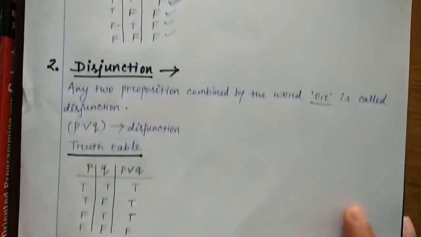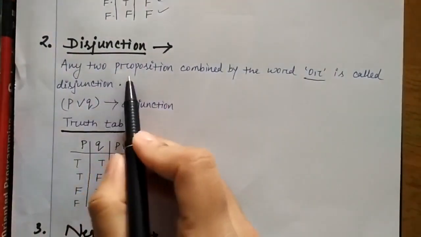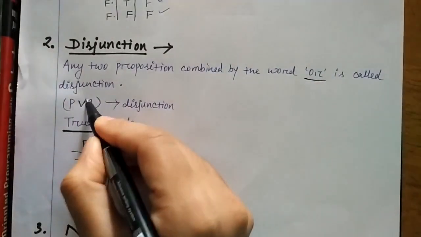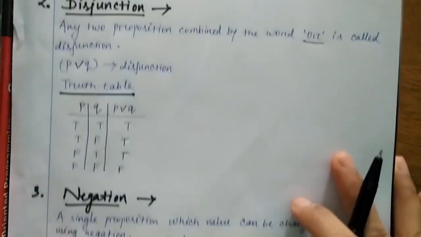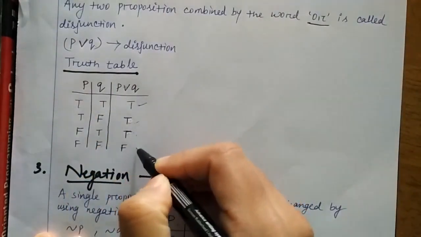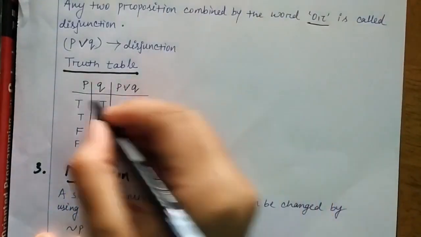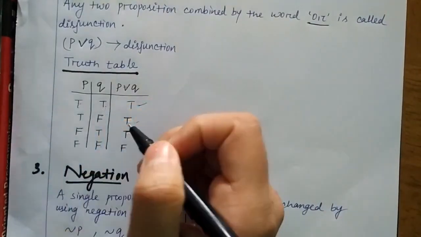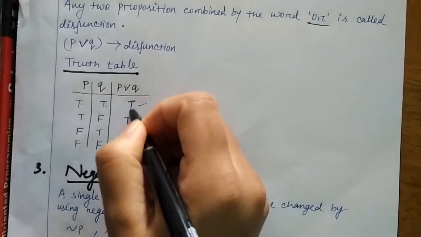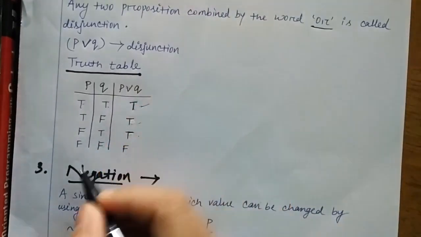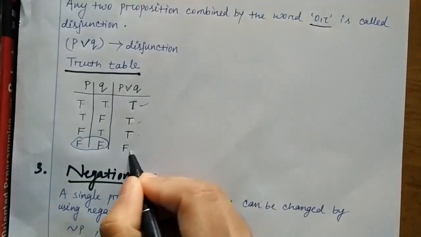The next is disjunction. Disjunction is when you combine two propositions using the keyword OR, and this is denoted as P or Q. You can see the truth table: first true true gives true, then true false gives true. The basic rule is that if out of two values even a single value is true, the output of P or Q is true. Otherwise it is false. Here you can see both are false, that is why false.